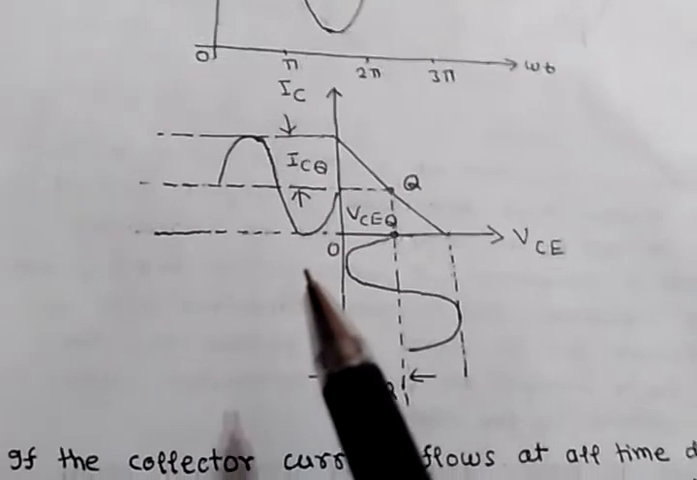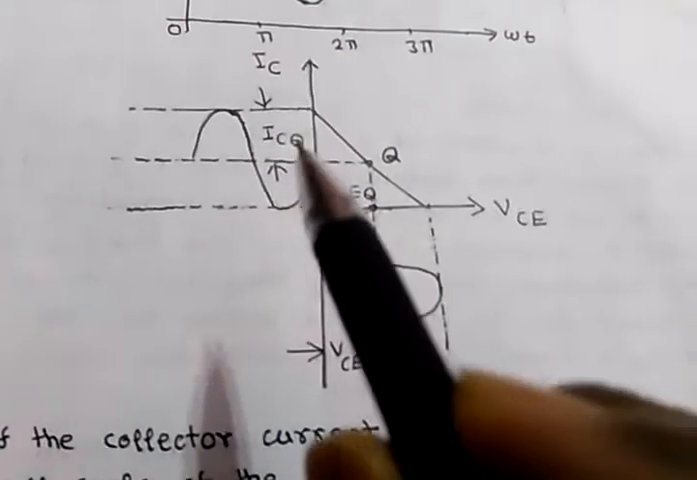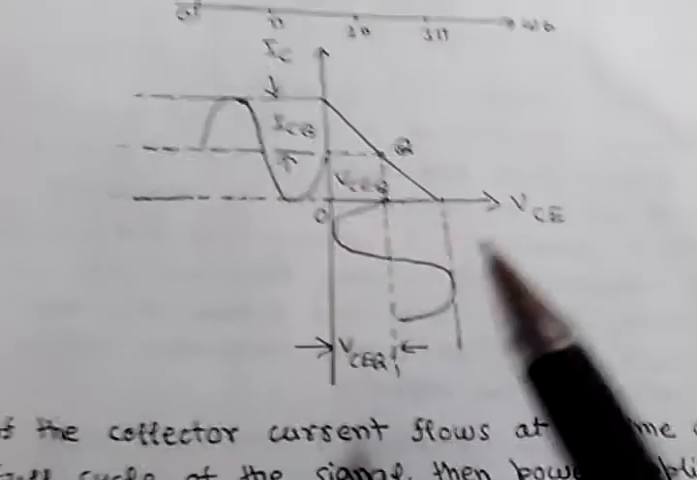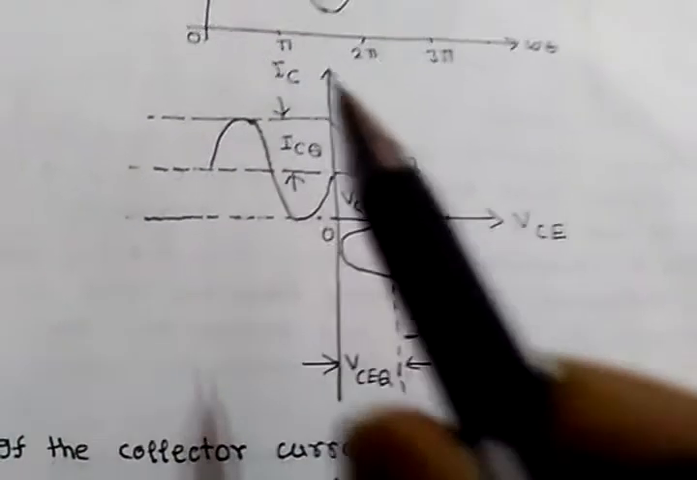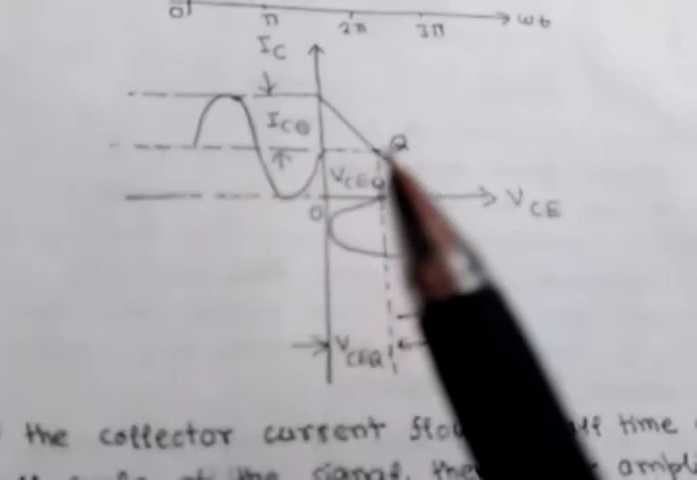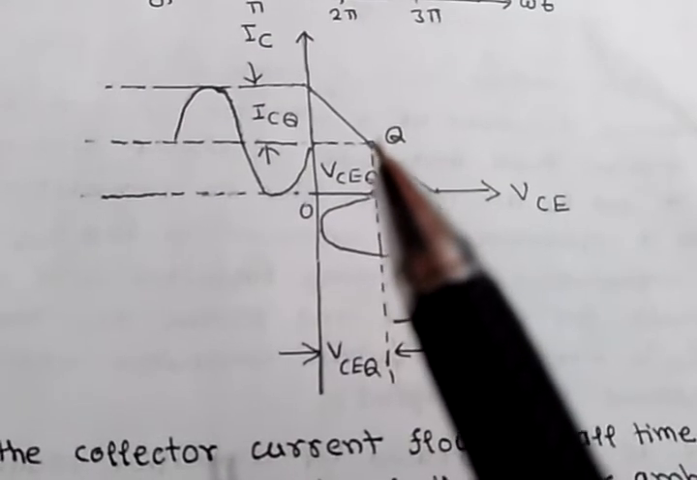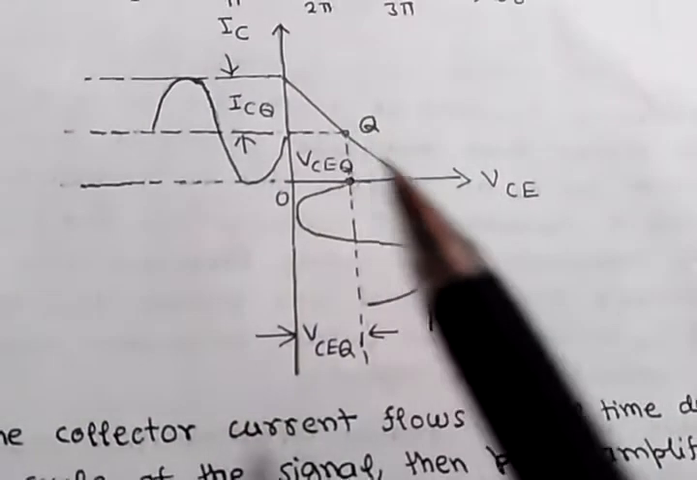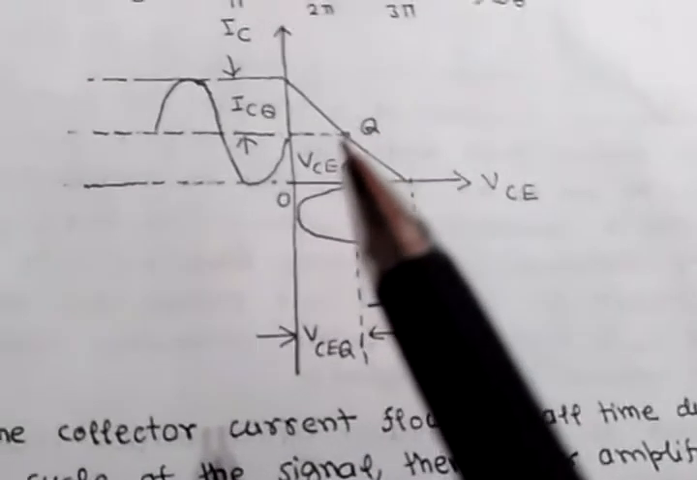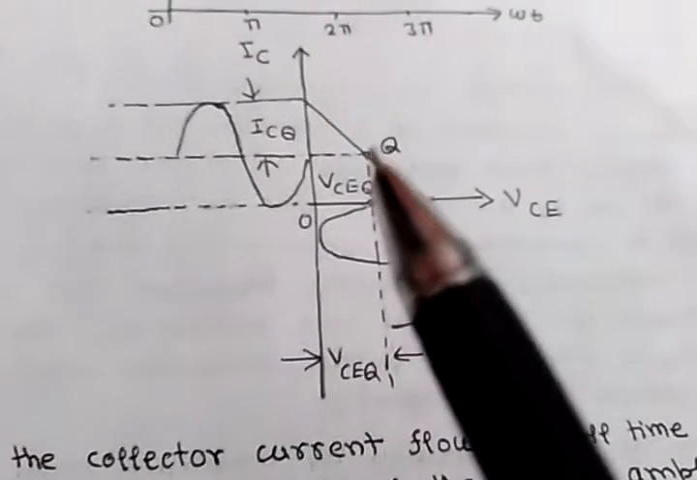This figure shows the variation of collector current IC and collector to emitter voltage VCE. This is VCE and IC. From the figure it is clear that the Q point, meaning the operating point, is at the middle of the DC load line. The Q point is set at the middle of the DC load line in a class A amplifier.